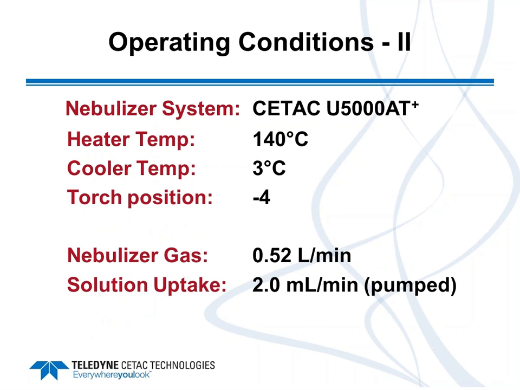Operating conditions for the USN: there is a slight change in the torch position to the minus 4 position on the Optimus system for a drier plasma because of the condenser in line. But the main thing we adjusted was the nebulizer gas flow, and that was reduced to 0.52 liters per minute for best signal.